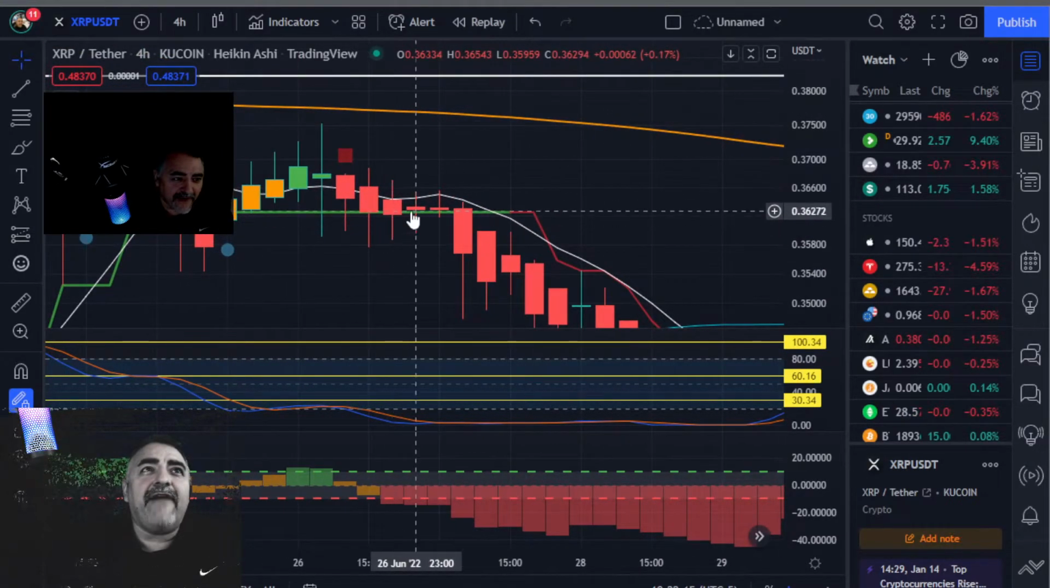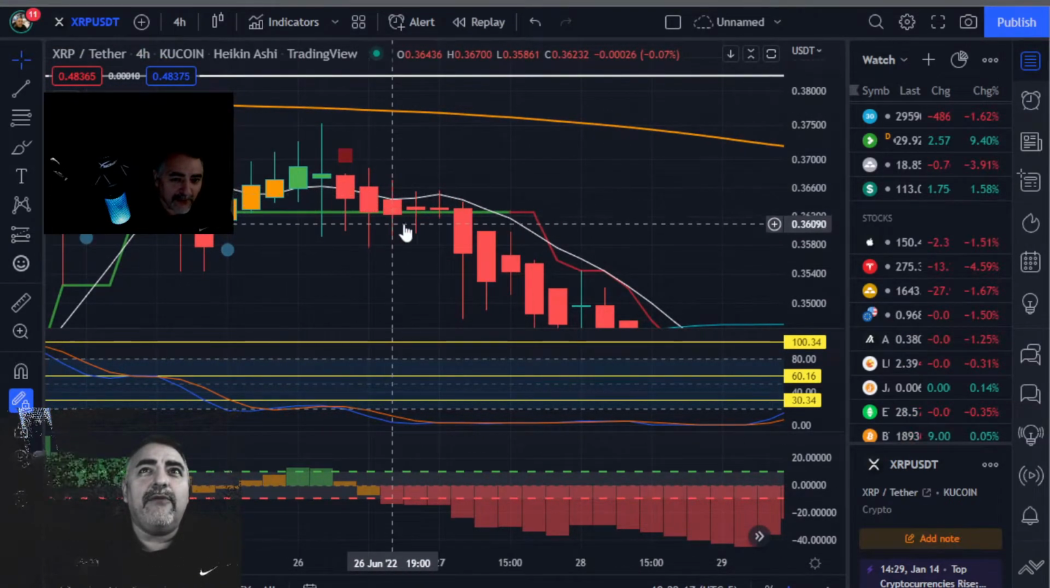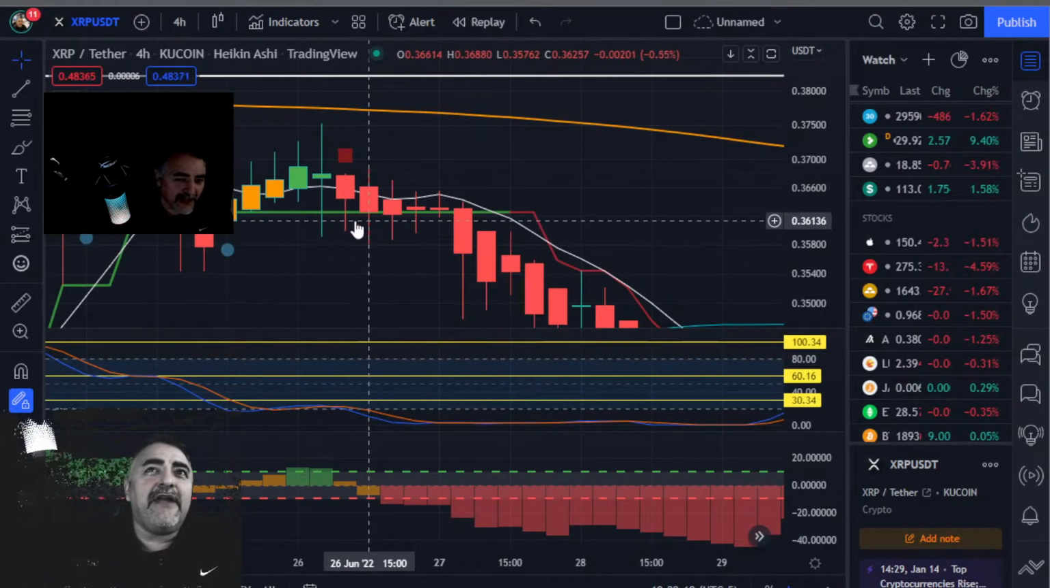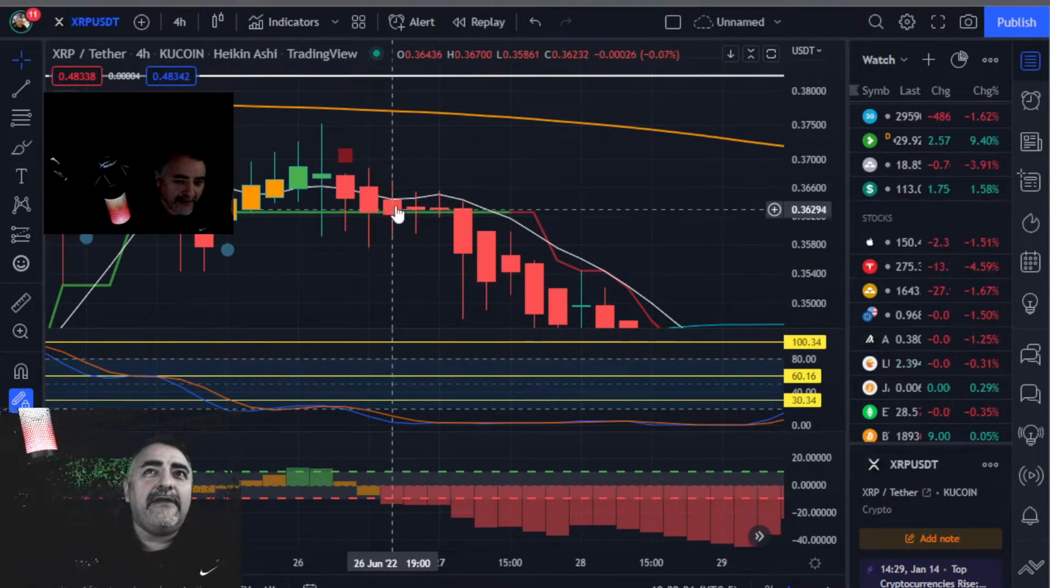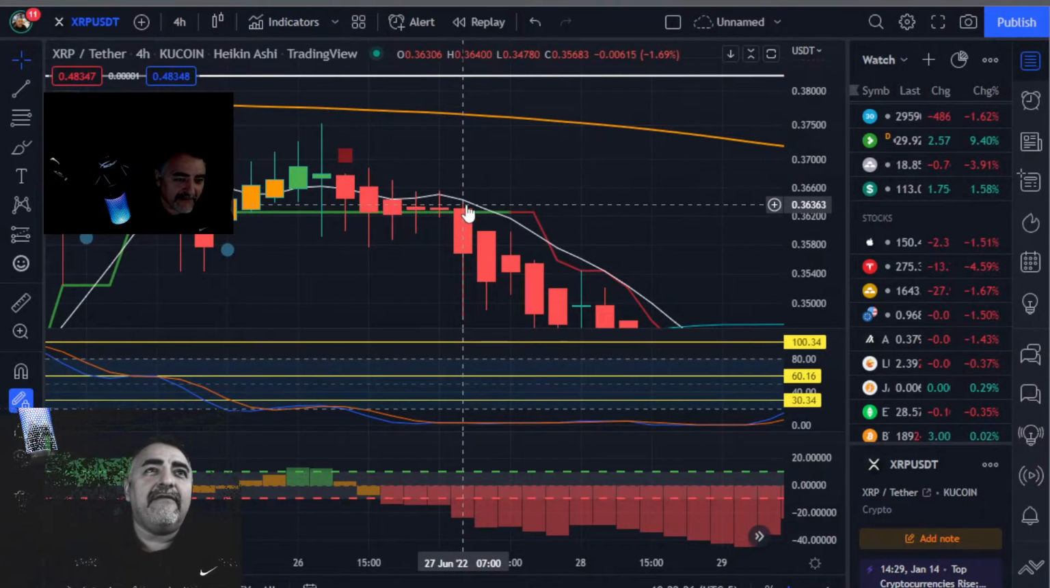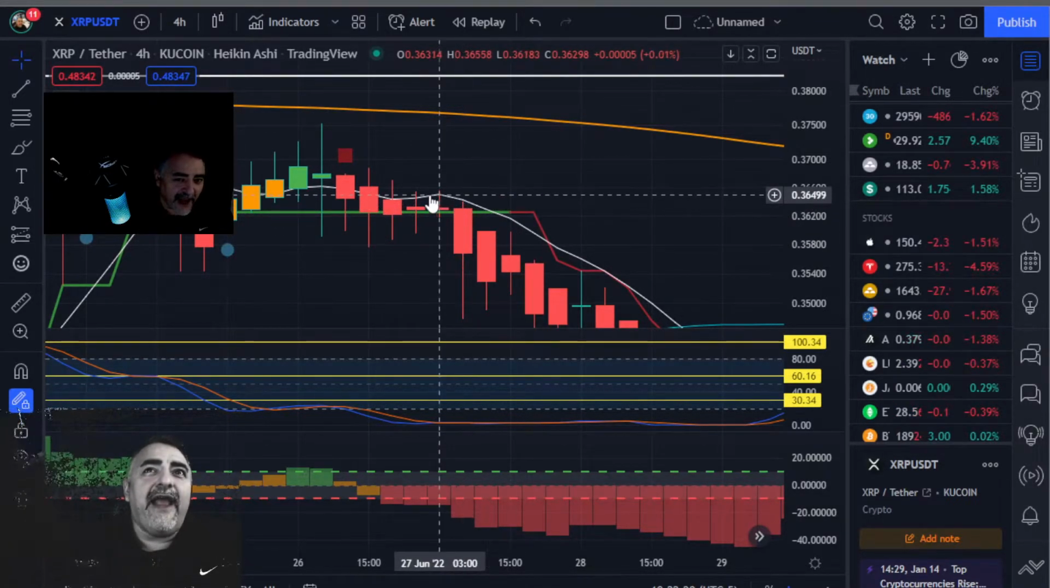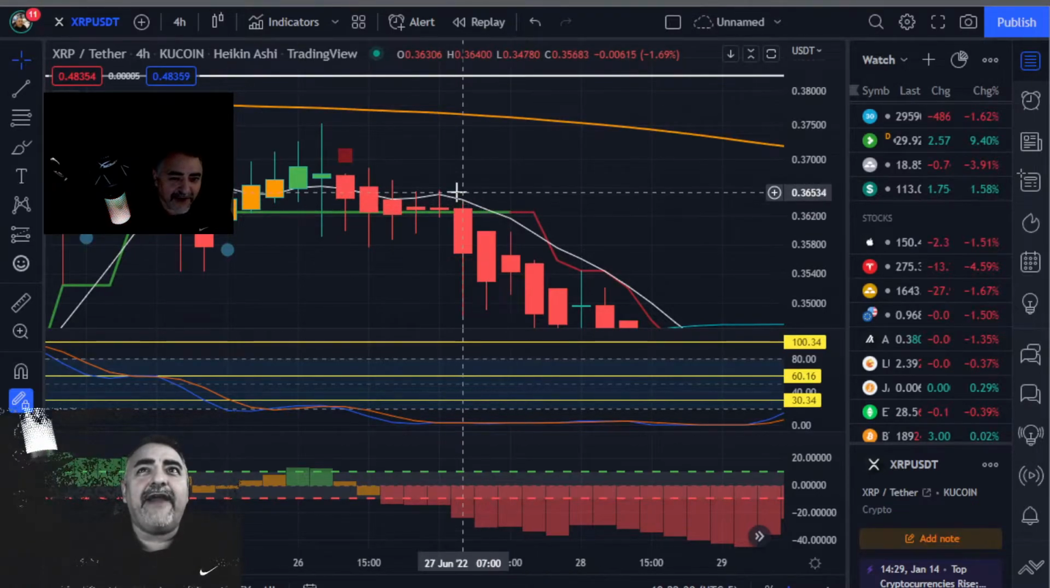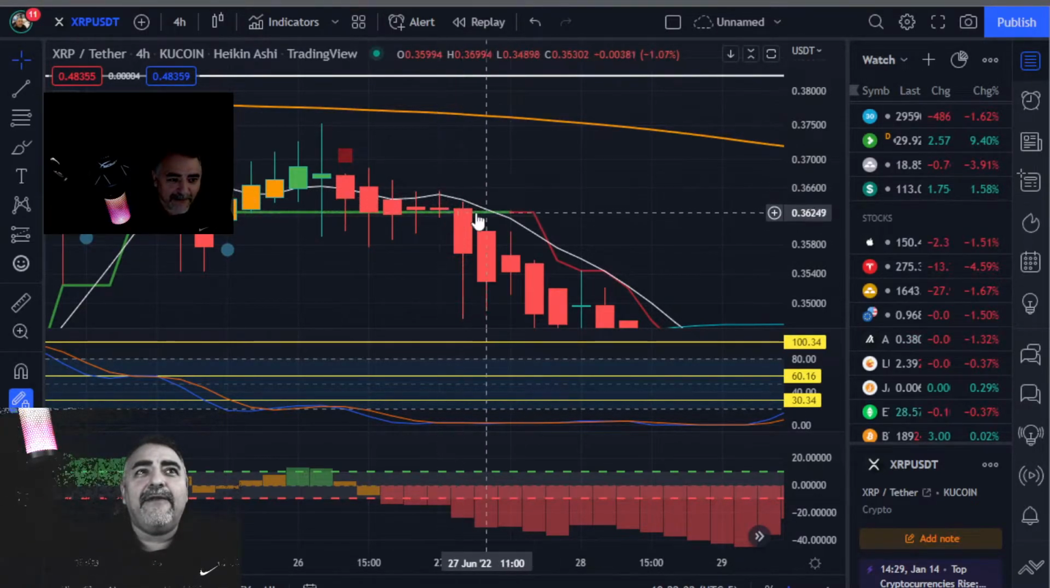You see how this is fighting the 10 moving average? Boom, boom, boom. What we just talked about? 1, 2, 3, 4, 5 rejections. And the 10 moving average is starting to fall down. See how it's starting to come down? You see that angle right there? It's starting to have an angle down.